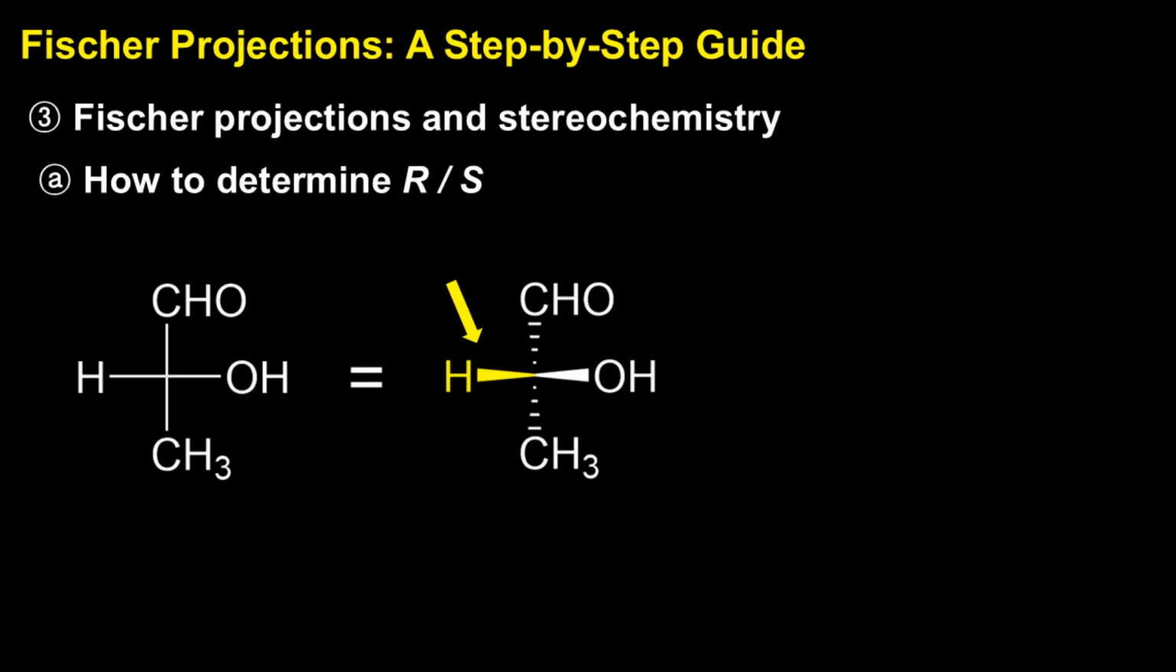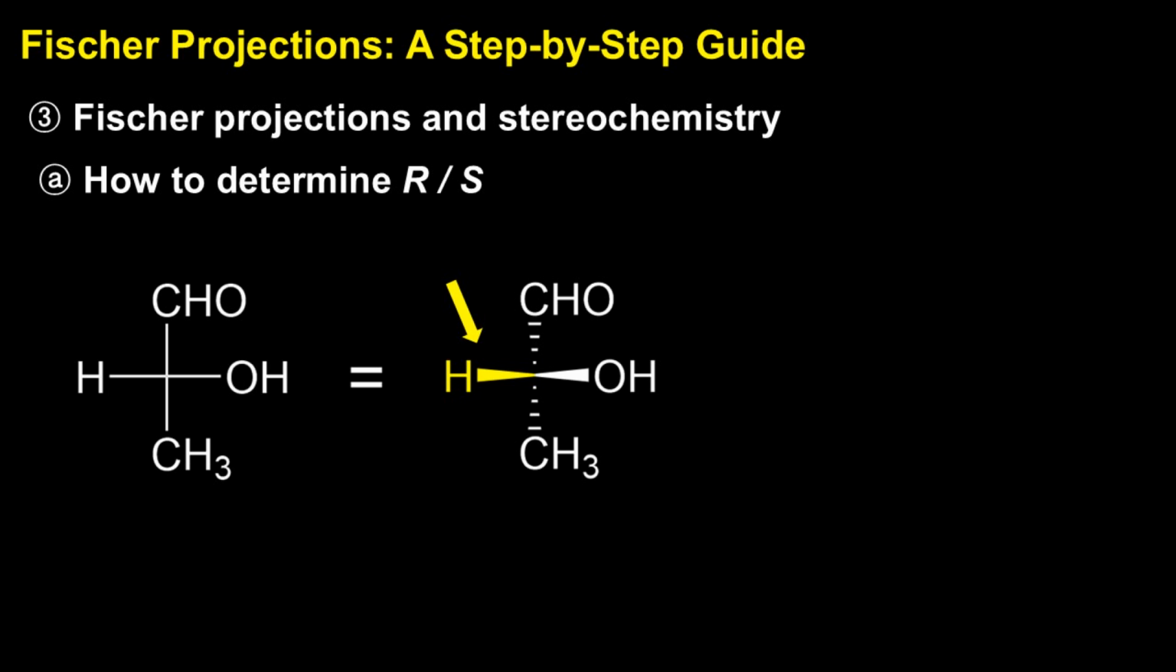Alright, let's break down how Fischer projections relate to stereochemistry, specifically how to figure out R and S configurations. The key is knowing how the bonds are positioned. In Fischer projections, vertical bonds point away from you, while horizontal bonds come toward you. Here's the tricky part. The lowest priority group, usually hydrogen, often ends up in front. Moving it to the back every time can get pretty tedious.